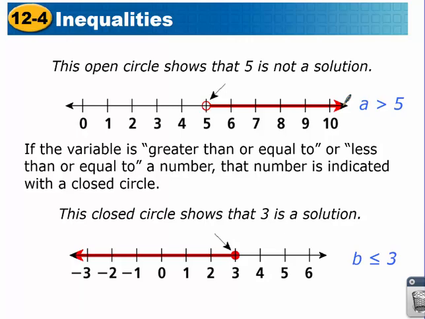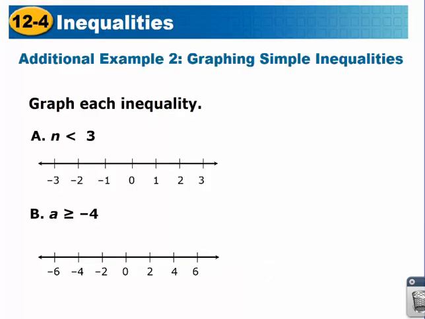If the variable is greater than or equal to, or less than or equal to a number, that number is indicated with a closed circle. So the inequality B is less than or equal to 3. Okay, the equal to means that we start at 3, and I can include 3. And I need all values smaller than 3. Okay, so let's see if we can actually do some of those.